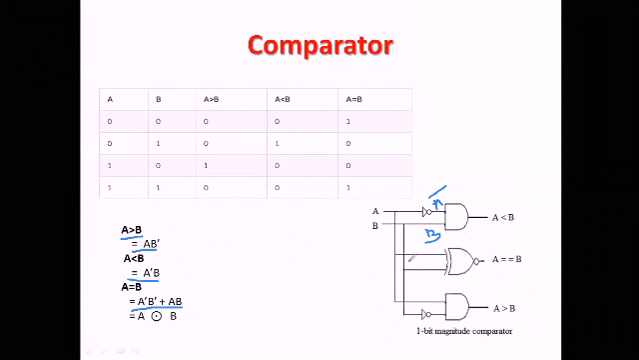Next A is coming and B is coming, and we connect them to an XNOR gate, and the output is A equal to B. This is A bar B bar plus AB. So this is A XNOR B. Next, A is connected here and B is coming here. It's connected to an inverter. So here we get B bar, and from here we get A. So this is A dot B bar, and this is the expression for A greater than B. So this was in short the 1-bit comparator. I hope this is clear to all of you.